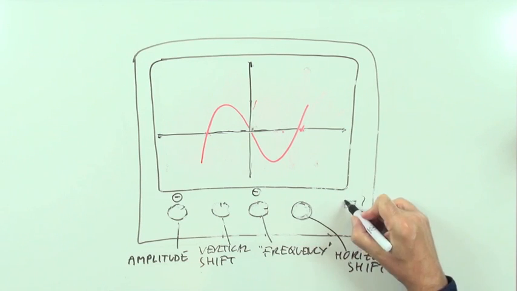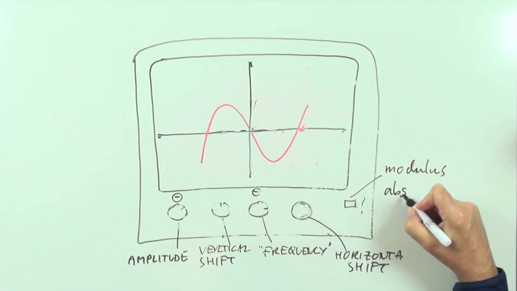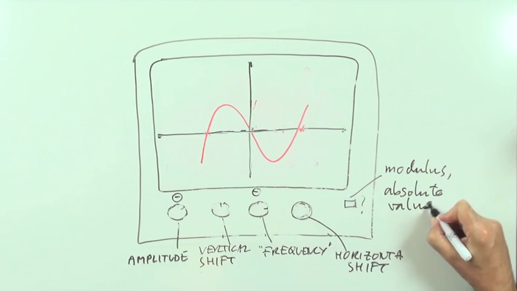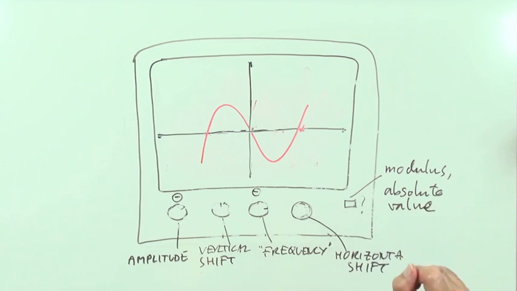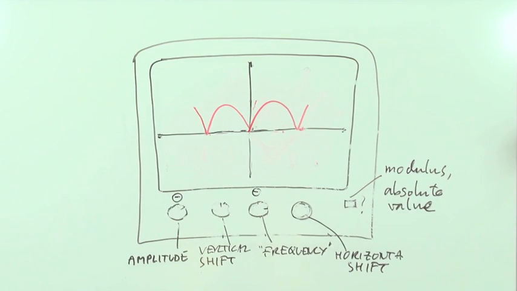Now, what's this wee secret button at the side here? Well, that's not in the higher course. This is the modulus button. It's an absolute value. It turns negatives into positives. So pressing that, pop, all the negative parts flip up into positive parts. So there we are then.